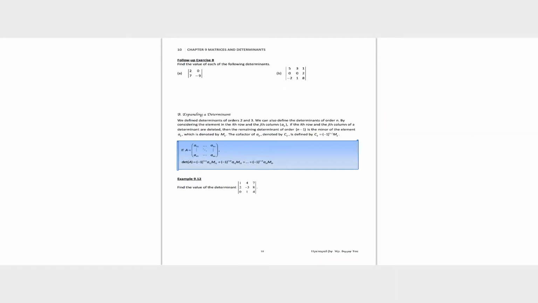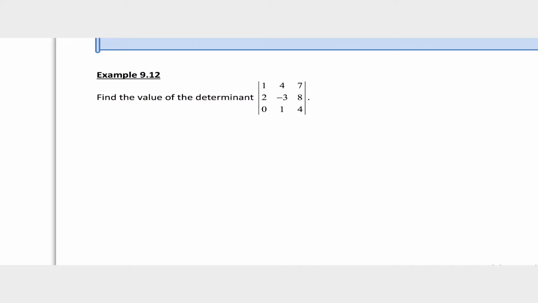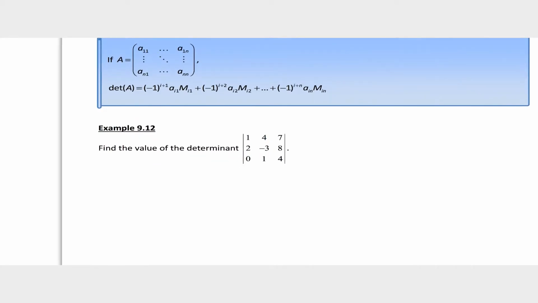Turn to page 10, part B. I want to use example 9.12 to illustrate how to use another way to find the determinant of a matrix.